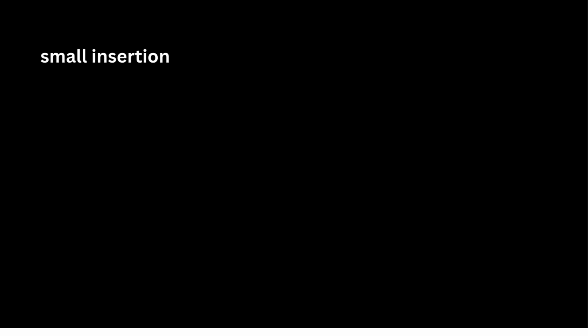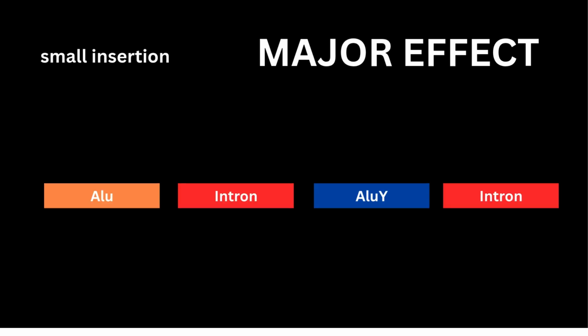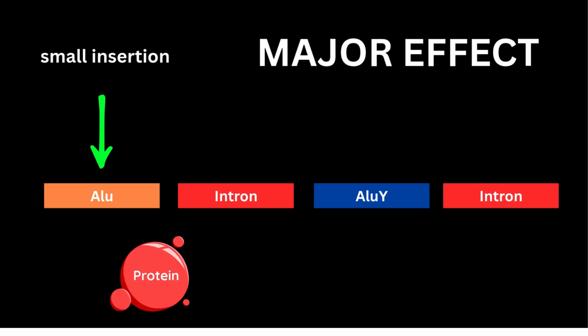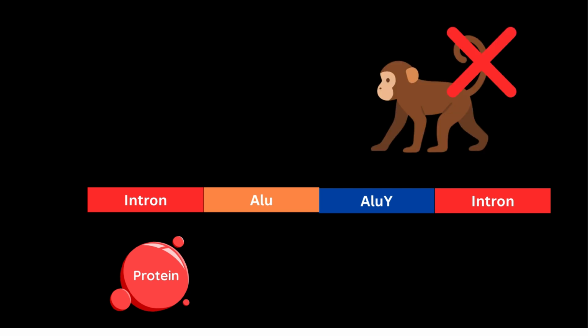The small insertion had a major effect. Because there was another ALU element already nearby, the two elements paired in a way that changed the splicing pattern of TBXT. Instead of producing the usual protein needed to grow a tail, hominoids began producing a different splice variant that disrupted tail development altogether.